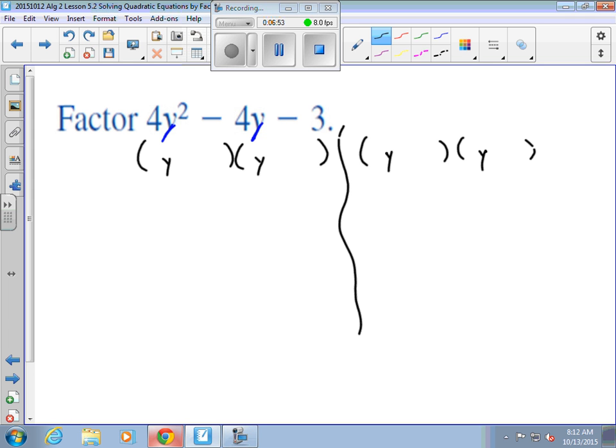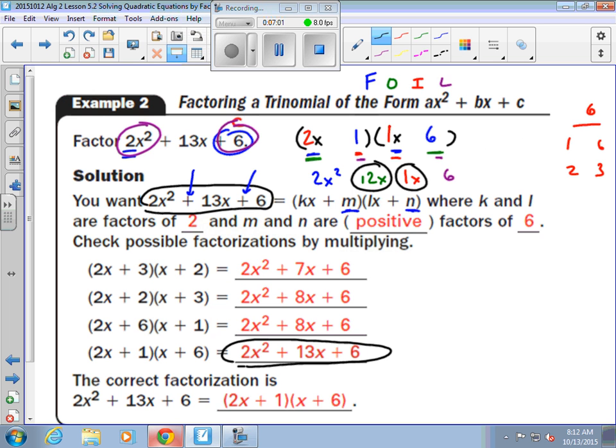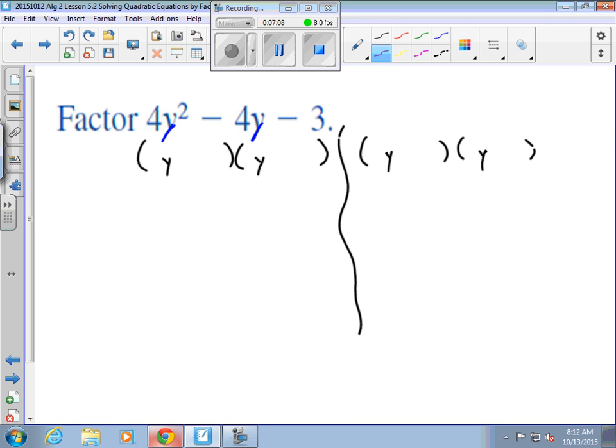Let's take a look at it. Unlike the example where it had to be 2 and 1, because if you looked at a's value, it was 2, so it had to be 2 and 1, the a value of this problem is 4. So it could actually be 4 and 1, or it could be 2 and 2. So there's two different options, two different pairs of factors.